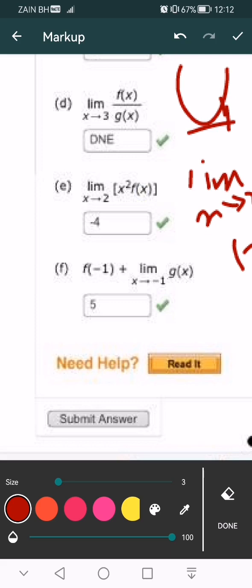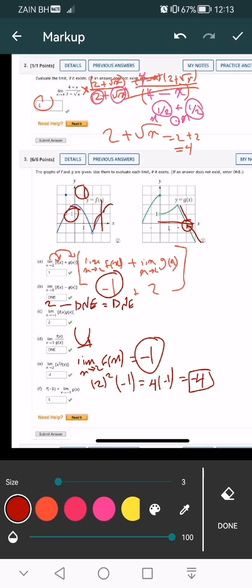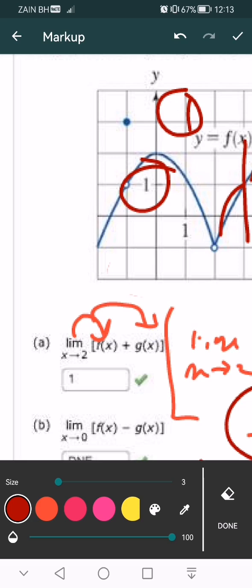Now the question f. The question says f of minus 1 plus limit x goes to minus 1 of g of x. This one is also important for me. f of minus 1. What is the f of minus 1?